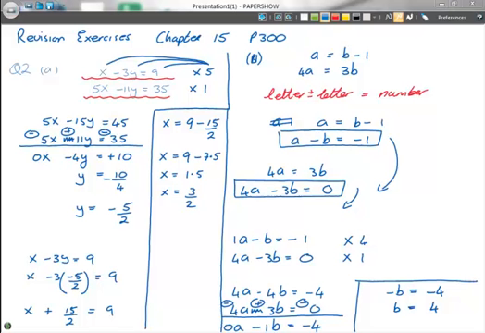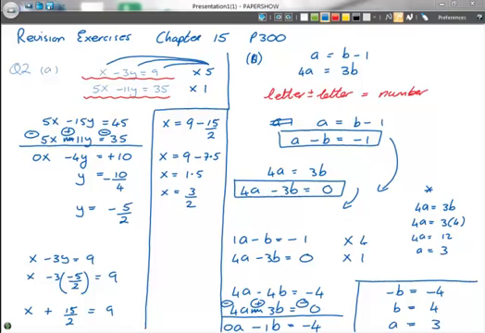And very quickly then you can just take that b value and sub it back in, and you'll get a value for a. So I'll just do that here. If I've got 4a is equal to 3b, 4a is equal to 3 times 4, 4a is equal to 12, a is equal to 3.